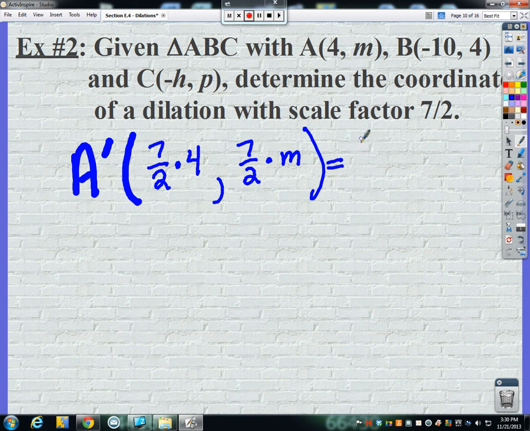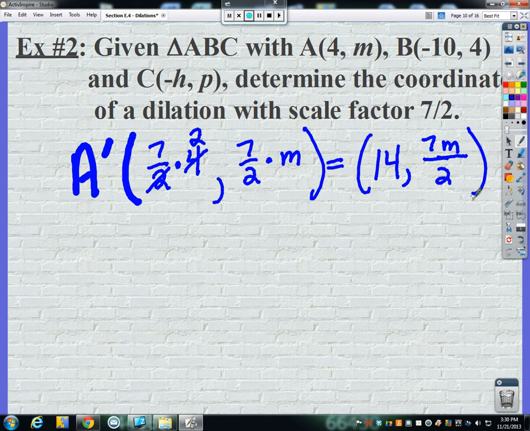Now, let's simplify this. 7/2 times 4, well, the 2 can cancel the 4 and leave the 2 left over, and so 7 times 2 is 14. Now, I can't really do anything with 7/2 times m. It just stays that way. So you can either write it like this, 7/2 m, or put the m up with the 7 and make that one singular fraction of 7m all over 2. Either way's fine. I would probably personally write the fraction as the numerical part, and then just m off to the side being multiplied with the 7/2. So there's A prime.